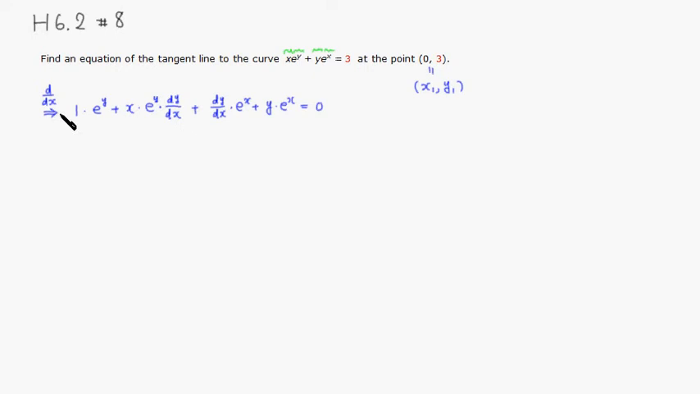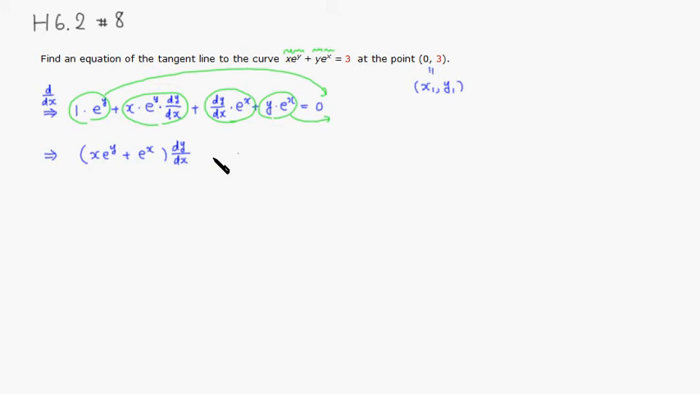Then since we're looking for dy over dx, we're going to put together all the terms that have dy over dx, and move everything else to the other side. So we put these together. dy over dx is in common, so I'll pull that out. From this term you have x e to the y, and from this term you have plus e to the x. This is equal to, subtracting e to the y, a negative e to the y, and also subtracting y e to the x, so a minus y e to the x.